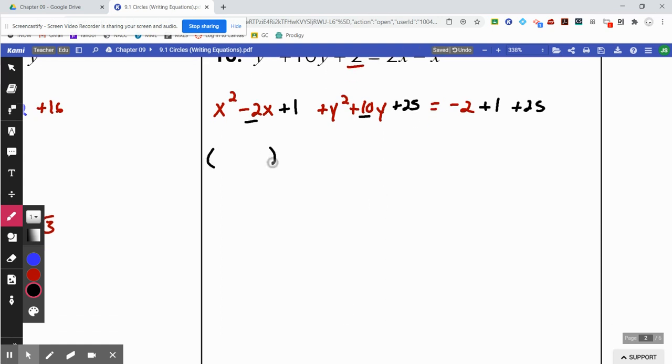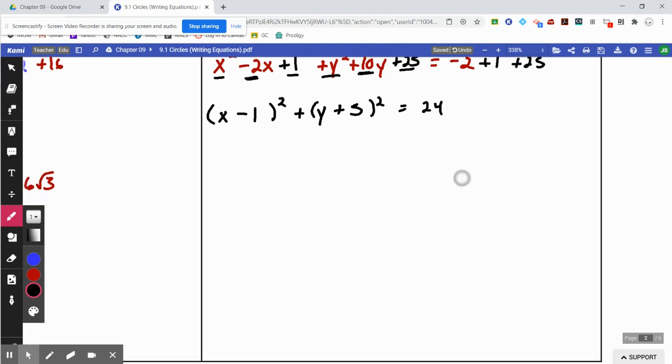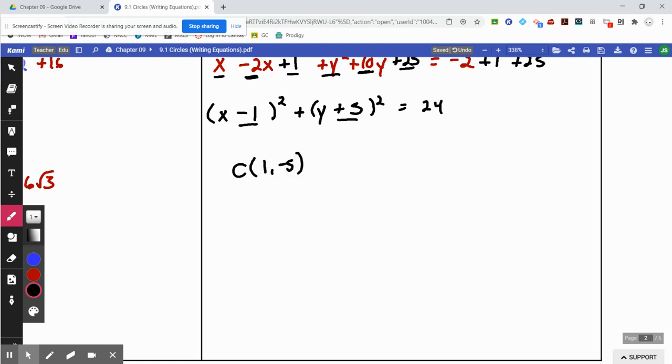Completed square, now let's factor it. X times itself is x squared, adds, multiplies is half of negative 2. Perfect square, y times itself gives you y squared, adds, multiplies is a positive 5, equals. The other side gives you 24. So therefore, the center of my circle has been shifted right 1, down 5. The radius is the square root of 24, which is the square root of 4, times the square root of 6, and you are finished.